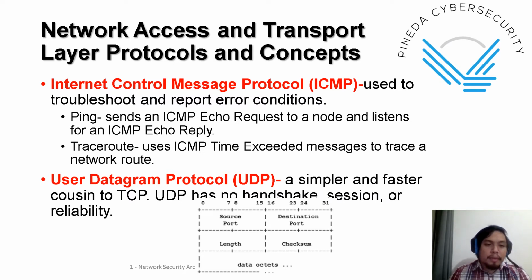Next would be UDP, or User Datagram Protocol. So it's a simpler, faster cousin to TCP. UDP has no handshake, session, or reliability. So it's faster. It's unreliable in the Cisco sense because it just sends, it does not do handshakes. And if it reaches, then it's good. If it does not reach, then it will send again. So that's how UDP works.